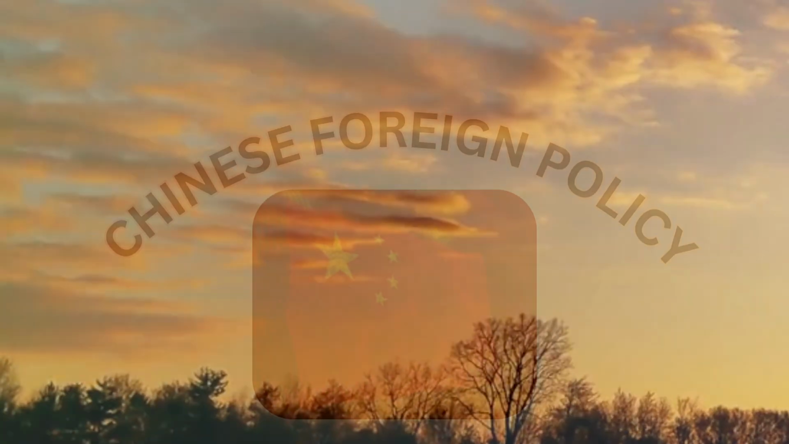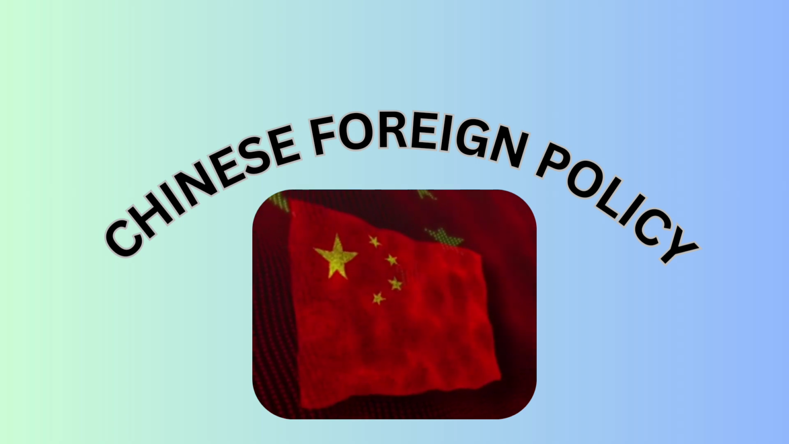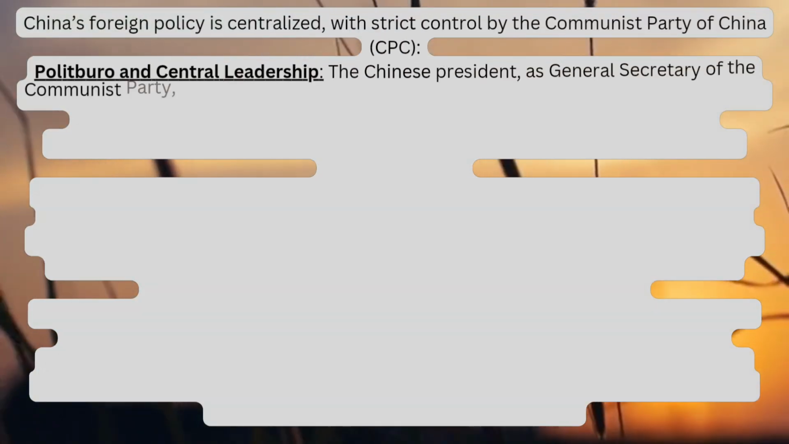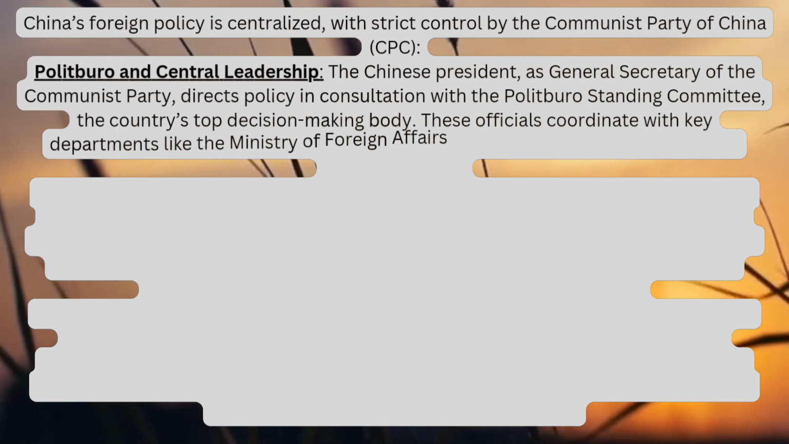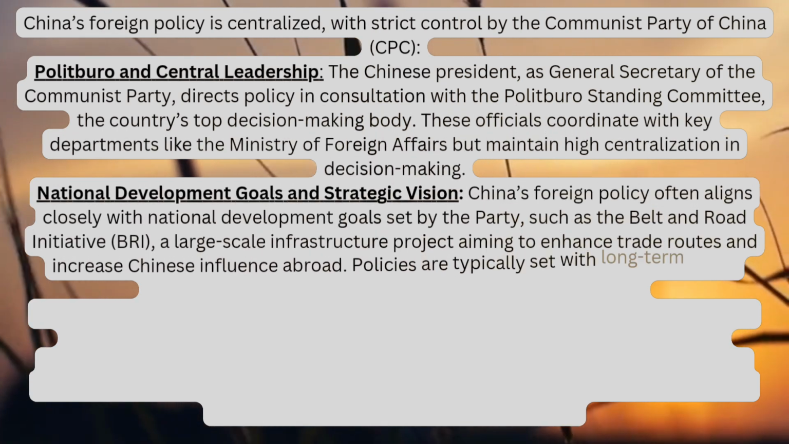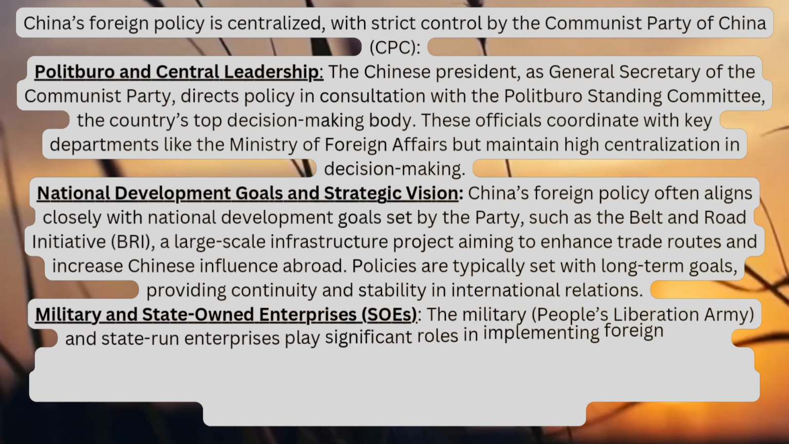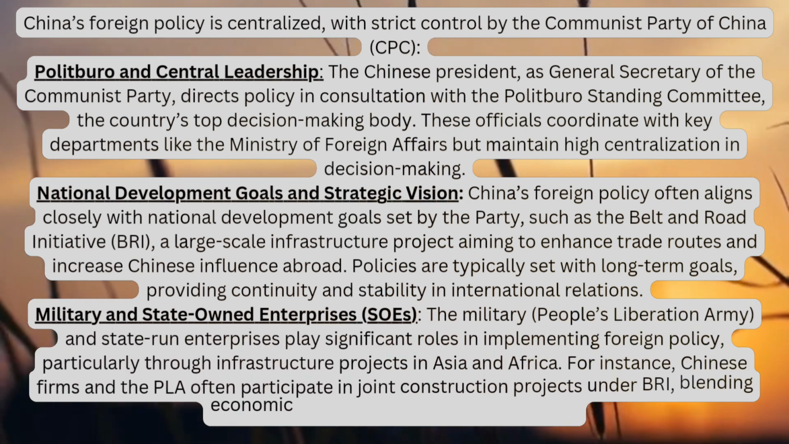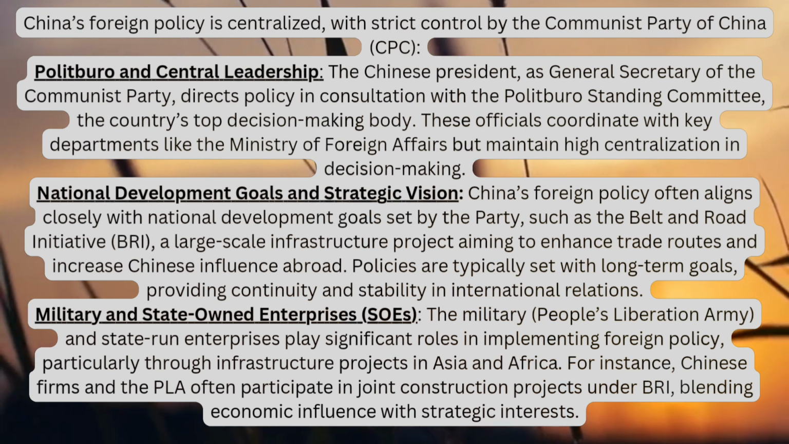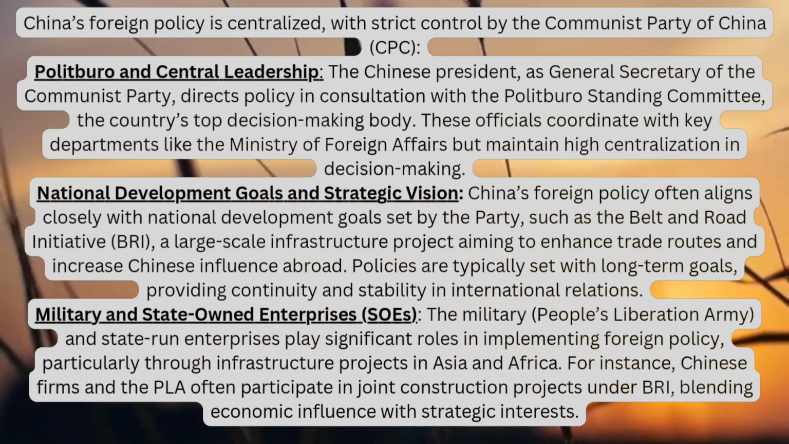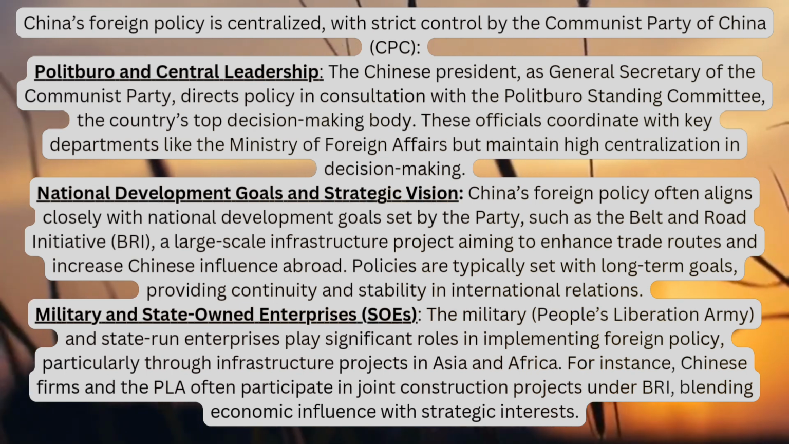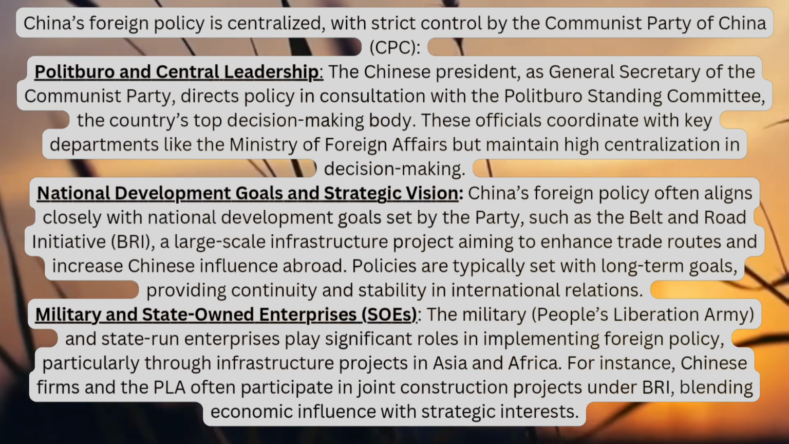2. China. China's foreign policy is centralized with strict control by the Communist Party of China, CPC, Politburo, and central leadership. The Chinese president, as General Secretary of the Communist Party, directs policy in consultation with the Politburo Standing Committee, the country's top decision-making body. These officials coordinate with key departments like the Ministry of Foreign Affairs, but maintain high centralization in decision-making.